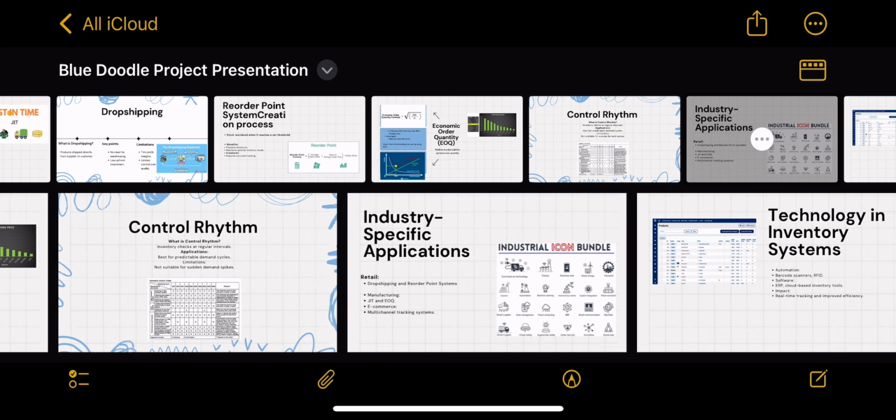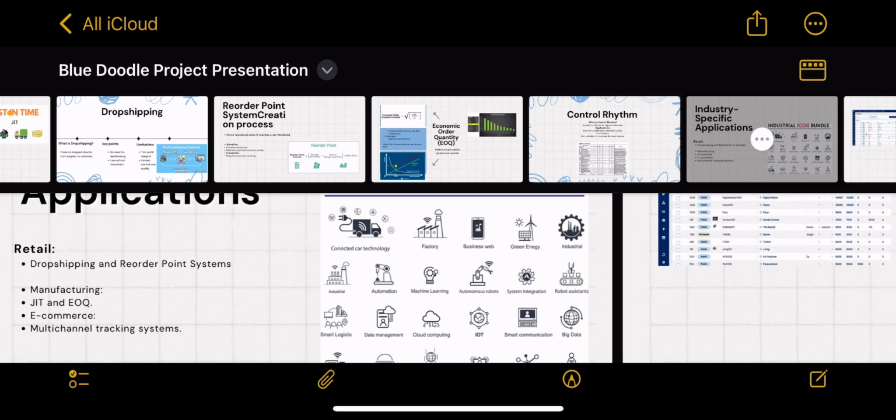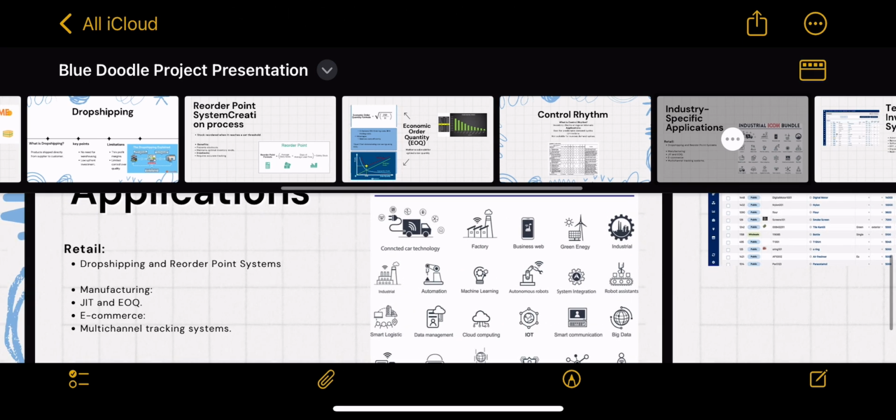Industry specific applications. Drop shipping and order point system. Manufacturing just in time and EOQ. Multi-channel tracking system. We can appreciate this in the image as we see.